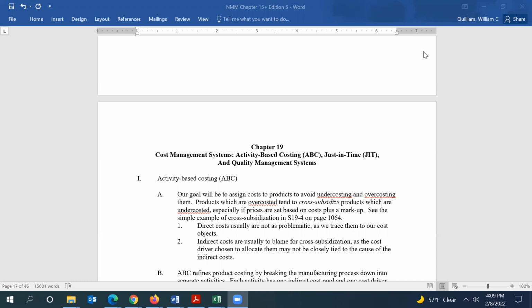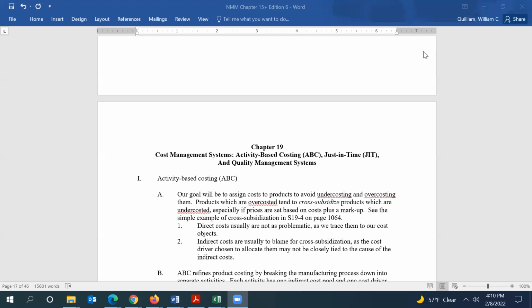So here with activity-based costing, it's all going to be about overhead. We're going to refine how we account for overhead, both in terms of how we pool it and how we allocate it to products we produce. So with activity-based costing, or ABC, our goal is going to be to assign cost to products to avoid undercosting and overcosting. And products which are overcosted tend to cross-subsidize products which are undercosted, especially if prices are set based on cost plus a markup. And I'm going to skip that simple example of product cross-subsidization.